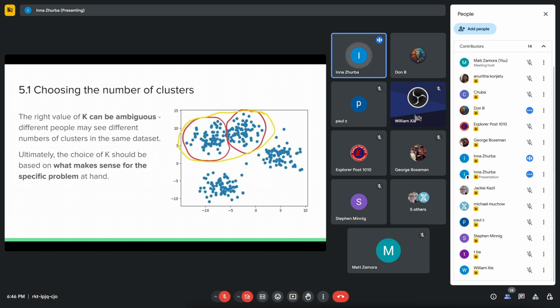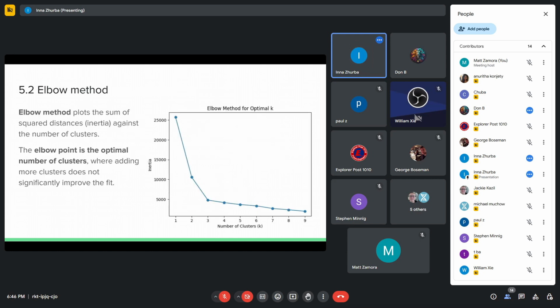But we should also know that choosing the right number of clusters really depends on what makes sense for our specific problem at hand. So if we know how many we have, just based on the problem we are trying to solve, we should go on and do just that. But if we need some method to choose or to start with, say, there is the elbow method.